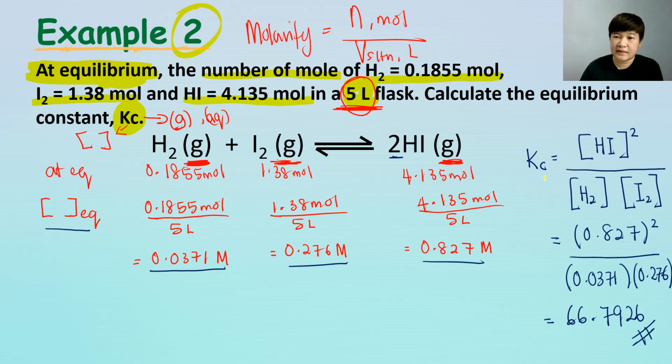Simple. Kc means you must have the concentration at equilibrium. So what you need to do is change all the information given to you in number of mole to concentration at equilibrium by using the volume of the flask given to you. And that is how you work out your Kc.